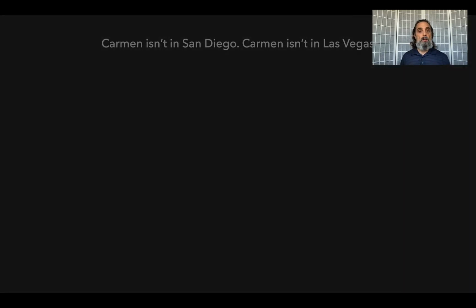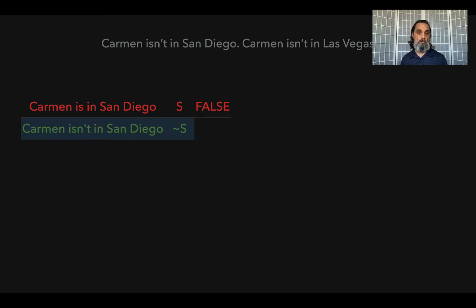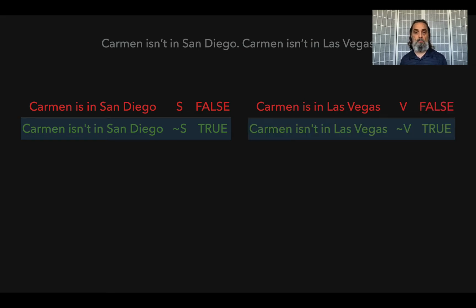So let's consider a situation. In this situation we know two things. We know that Carmen is not in San Diego, and we also know she's not in Las Vegas. So S, symbolizing Carmen is in San Diego, that's false. Not S, symbolizing Carmen is not in San Diego, that's true. And similarly, V for Carmen is in Las Vegas would be false, and not V, that would be true.